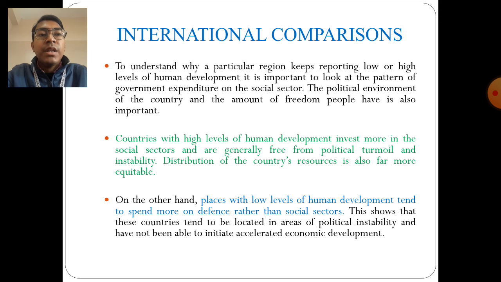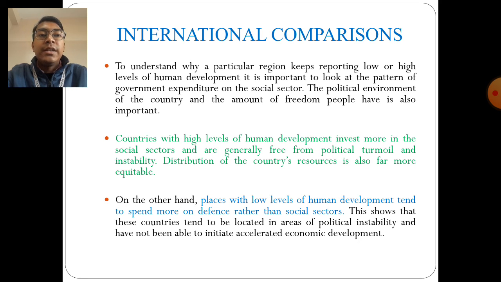Okay, see, so basically, the countries with a high level of human development invest more in the social sector. The countries which have a very high and high level of human development mainly invest in the social sector such as education, health, and are generally free from any kind of political turmoil and instability. Even the distribution of resources is far more equitable, meaning equal distribution of resources. There is no discrimination on the basis of race, religion and all in those countries.